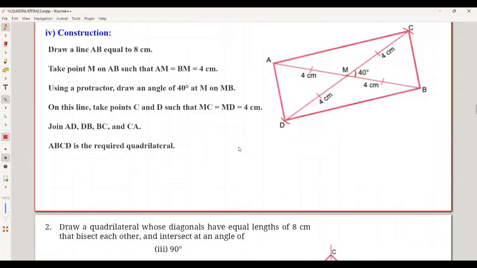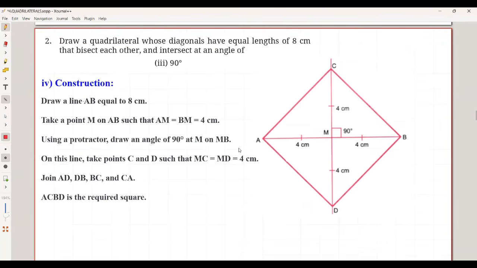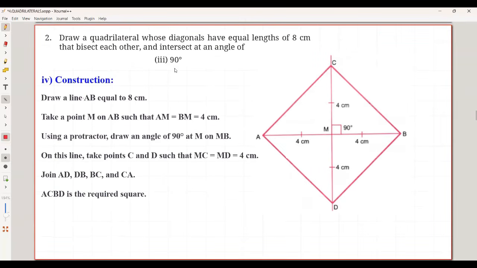Okay, now the third one, we have to do it for 90 degrees. 90 degrees means the same line segment AB is equal to 8 centimeters. Make the center as M. From M, we have to draw 90 degrees. So 90 degrees means we'll be getting a perpendicular. Draw the 90 degree line.